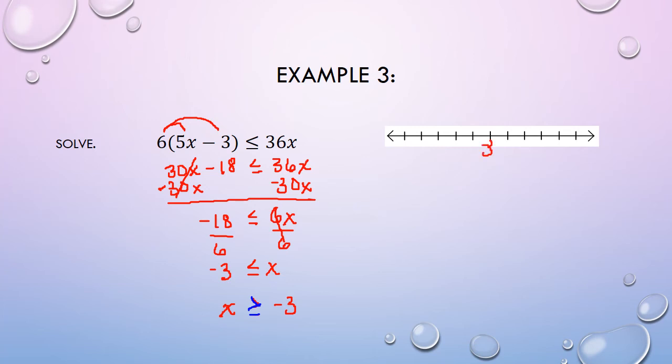We've got -3, to the right of -3 is -2, to the left is -4. This gets a closed circle and shading to the right.